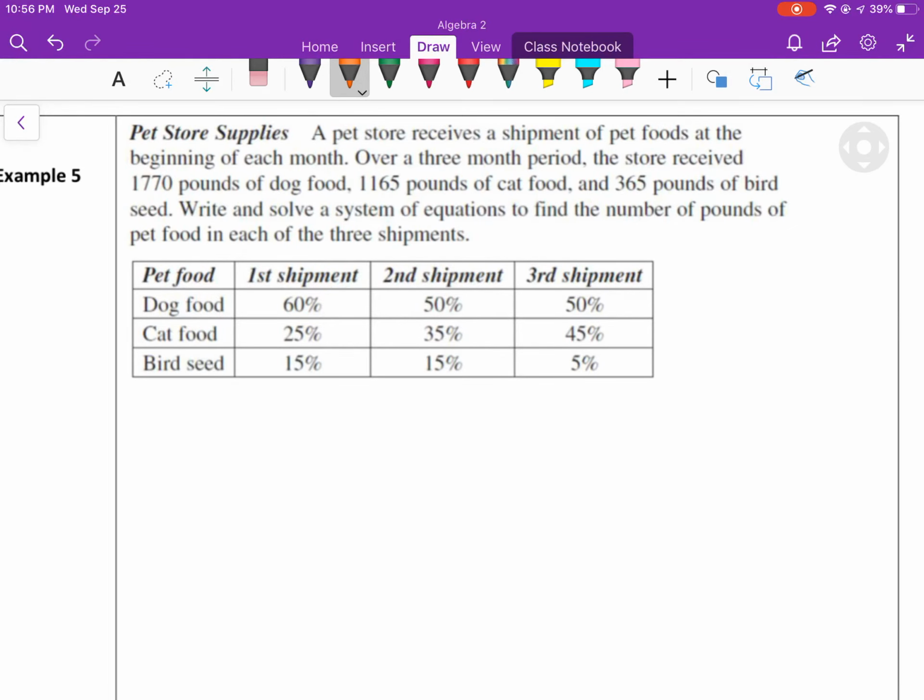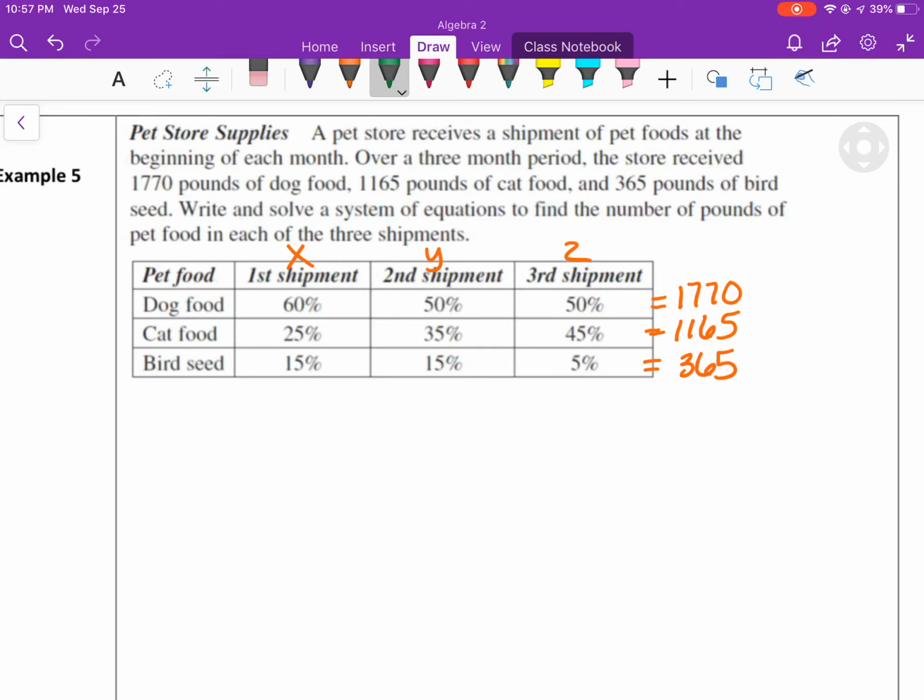A pet store receives a shipment of pet food at the beginning of each month. Over the 3-month period, the store received 1,770 pounds of dog food, 1,165 pounds of cat food, and 365 pounds of bird seed. Write the system and find the number in each of the 3 shipments. So I'm going to let my variables be X, Y, and Z, being the first, second, and third shipment. And then my equations are basically written for me here, except that I know the total dog food sent was 1,770. The total cat food was 1,165. And the total bird seed was 365.